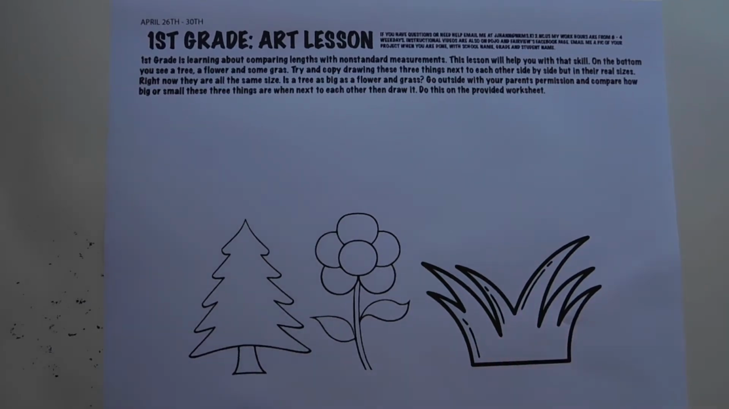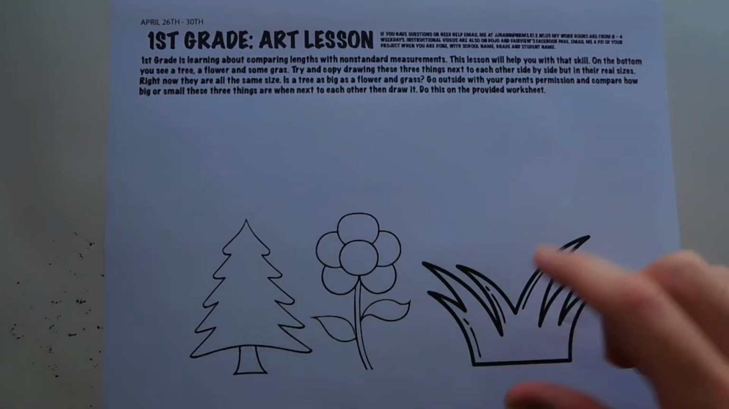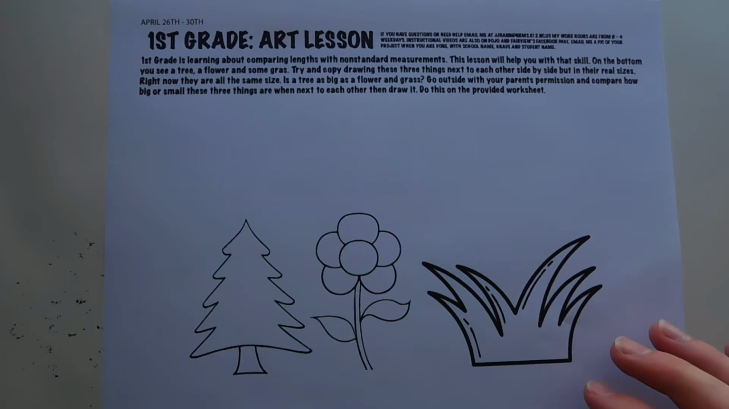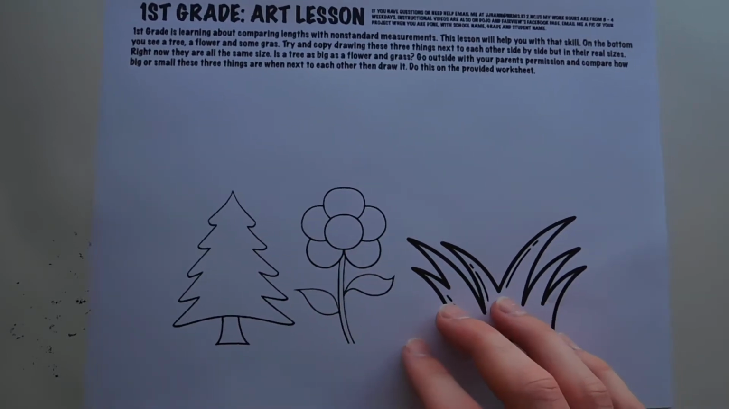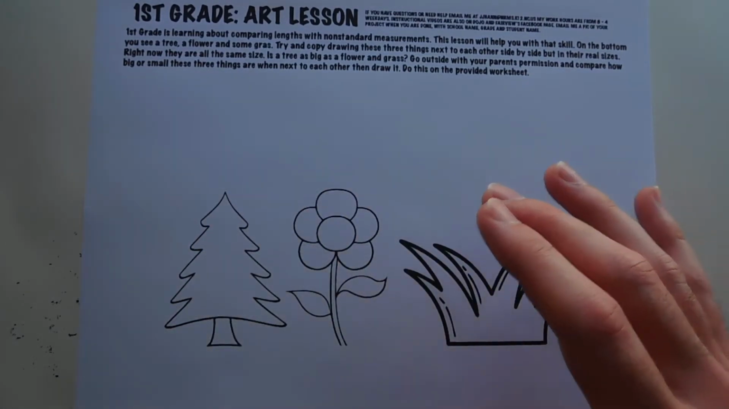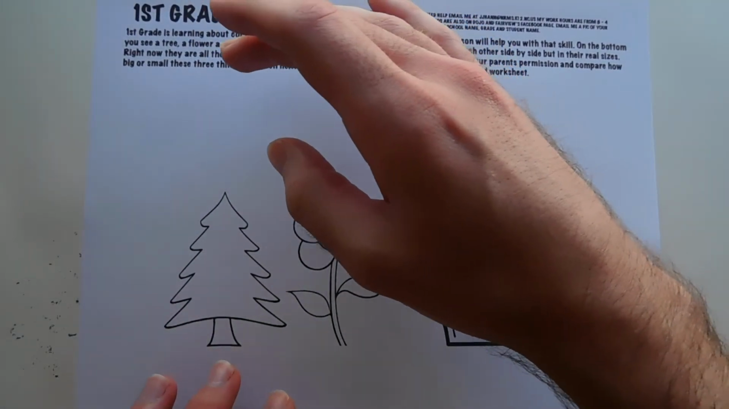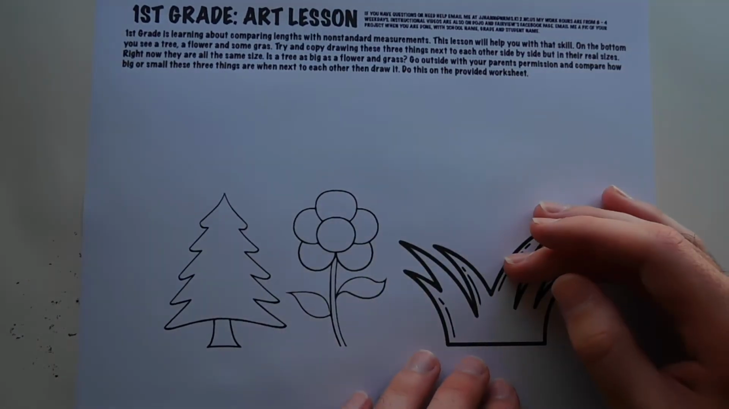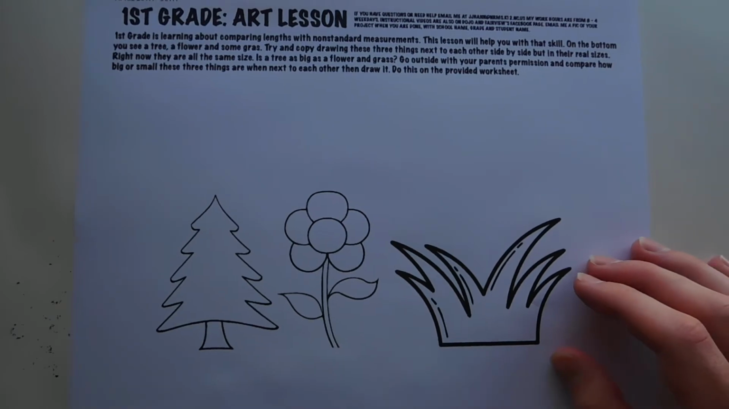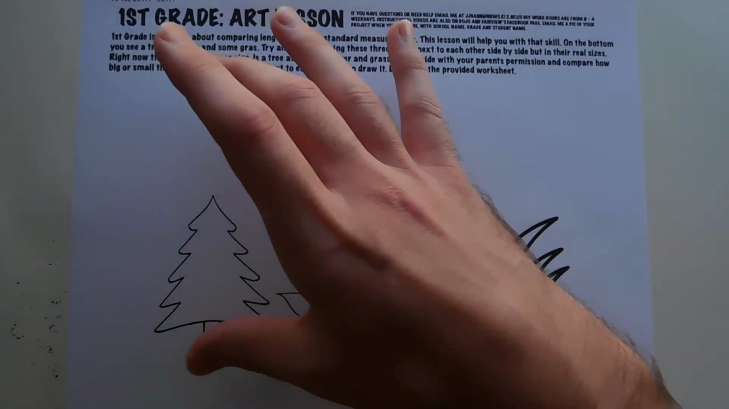So for first grade, last time you guys did a little treasure hunt project where you had to go around the house and find items that were as long in length as those little units of measure that I had mapped out for you guys. This time we're going to draw a tree, a flower, and some grass, but you've got to try and figure out the scale. So how much bigger a tree is compared to a flower, how much bigger a flower is compared to the grass. So you guys should go outside and you should compare a tree to a flower.